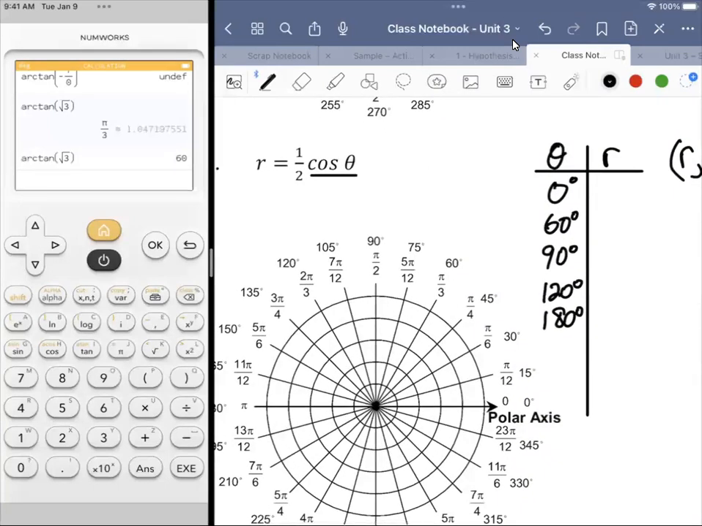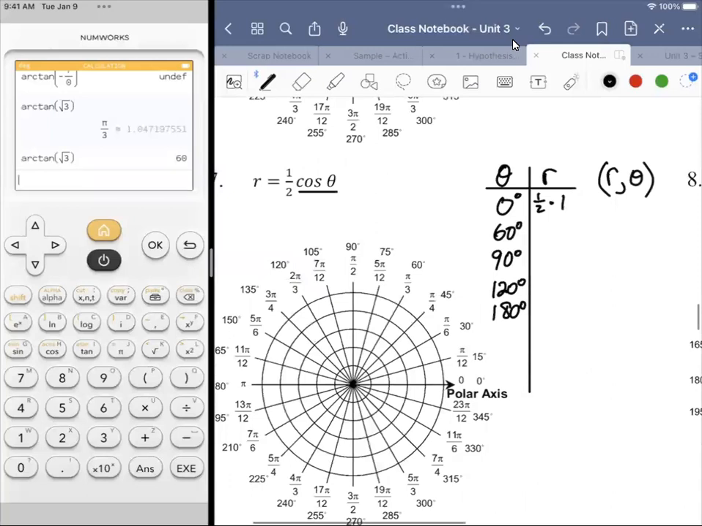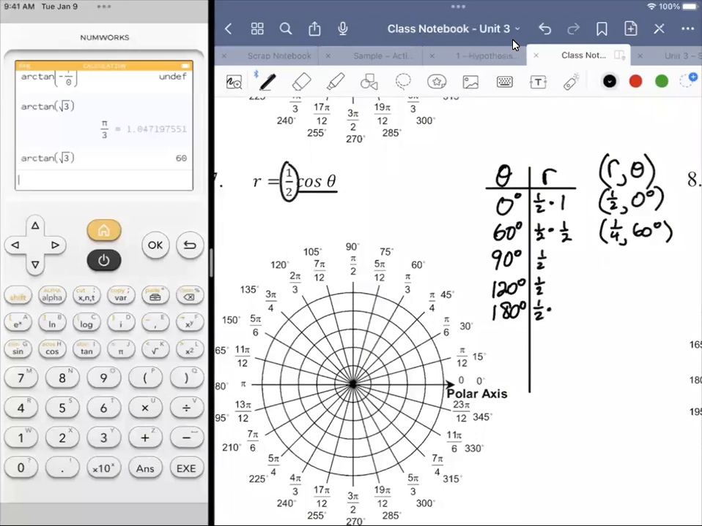Cosine of 0 is equal to 1. So this is 1 half times 1. So my r value is 1 half, and my theta value is 0 degrees. Again, the coefficient is 1 half. 60 degrees, cosine of 60 is 1 half. So 1/4, 60 degrees. Every one of these values, because of this 1/2 here, is going to have a 1/2 multiplier. Cosine of 90 is 0. So 0 steps towards 90 degrees.